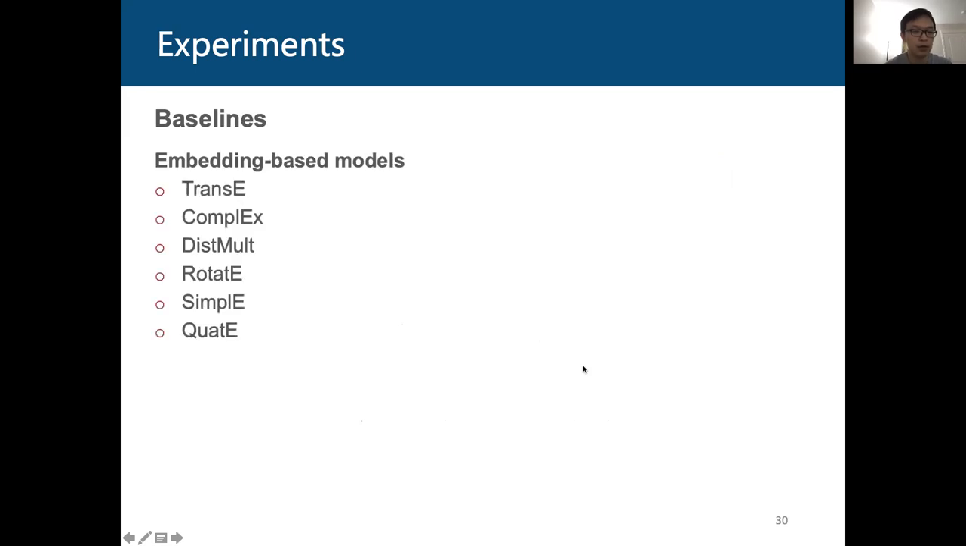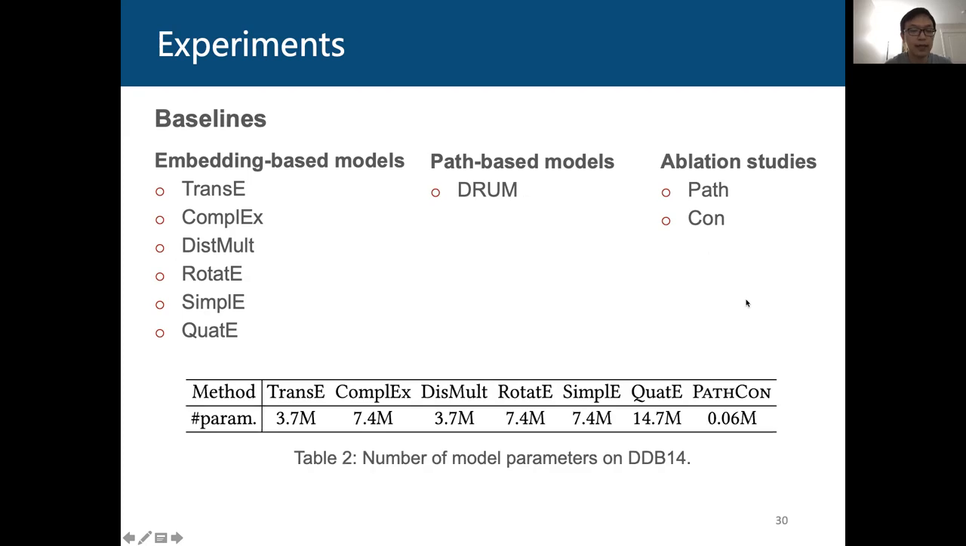And for baselines, we compare our model with several state-of-the-art embedding-based methods, including TransE, ComplEx, DistMult, RotatE, SimplE, and QuatE, as well as one path-based method, which is DRUM. We also do ablation studies and propose reduced versions of our model, PathCon, which only consider path and context. The number of parameters for each model is shown here. We can see that PathCon is much more storage efficient than the embedding-based methods, because it does not need to calculate and store entity embeddings.